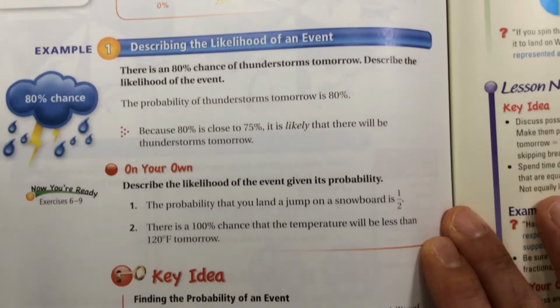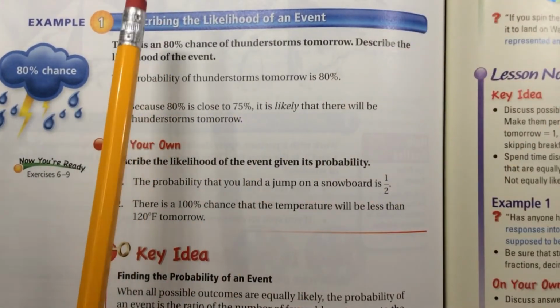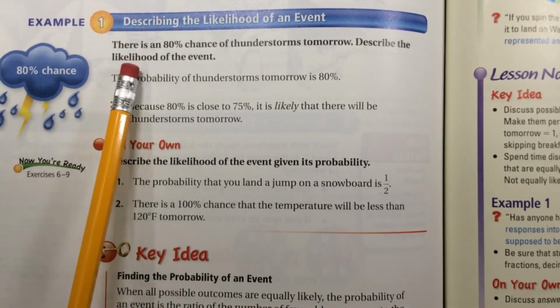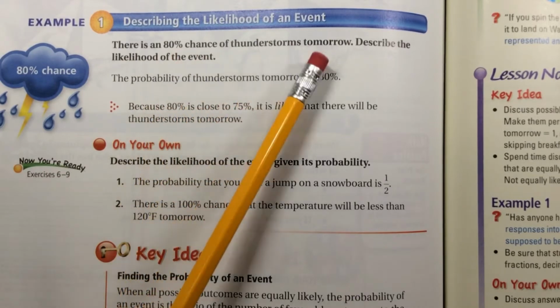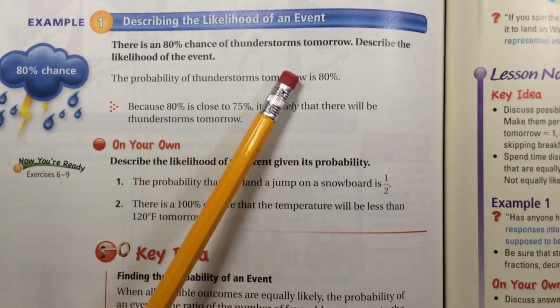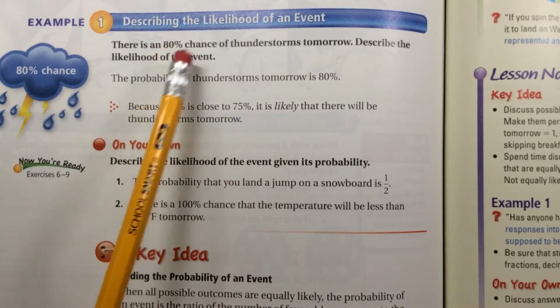So let's look down here. Describe the likelihood of the event. And when they're saying describe, they're not wanting a number. They want us to use those words that they gave us. So let's look. There's an 80% chance of thunderstorms tomorrow. Now, we're not going to debate on whether there is an 80% chance or not an 80% chance. We're just going to say that they're right.